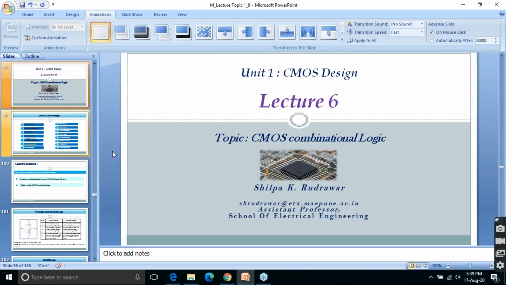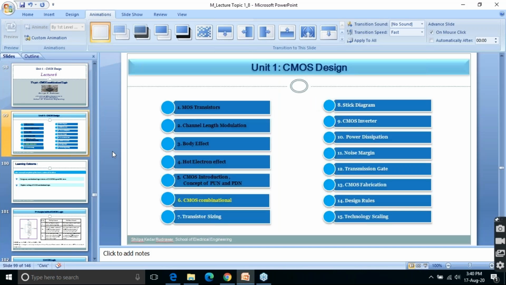Combinational logic. Again, those who have not taken pen and paper, please take them, because without that this is not possible. And this topic will be for your practical on Microwind also. This is the basic concept for implementing anything on Microwind, that is the combinational logic. So the 6th point is CMOS combinational logic. Those who do not have pen and paper with them, just take them.